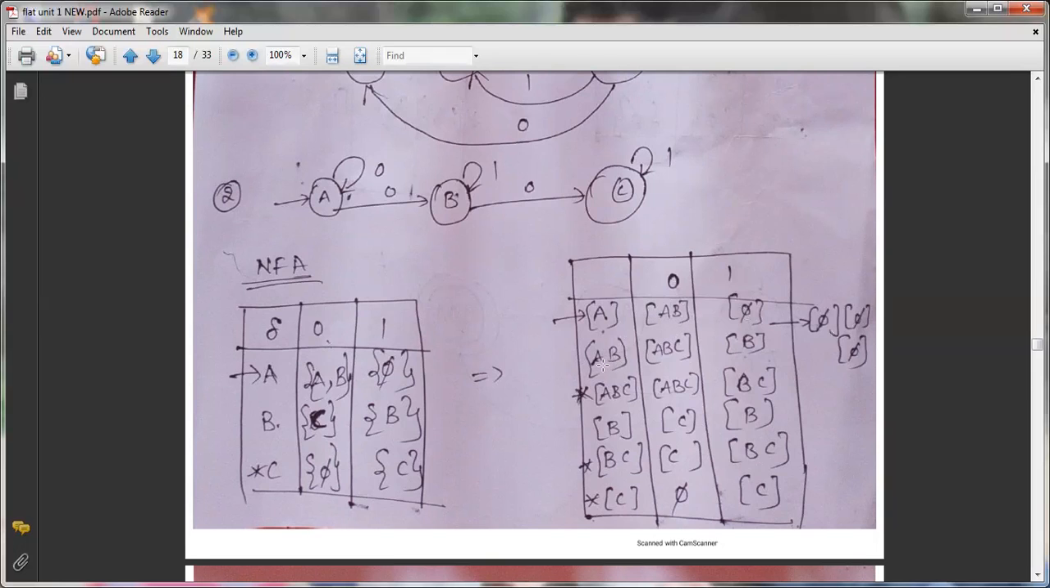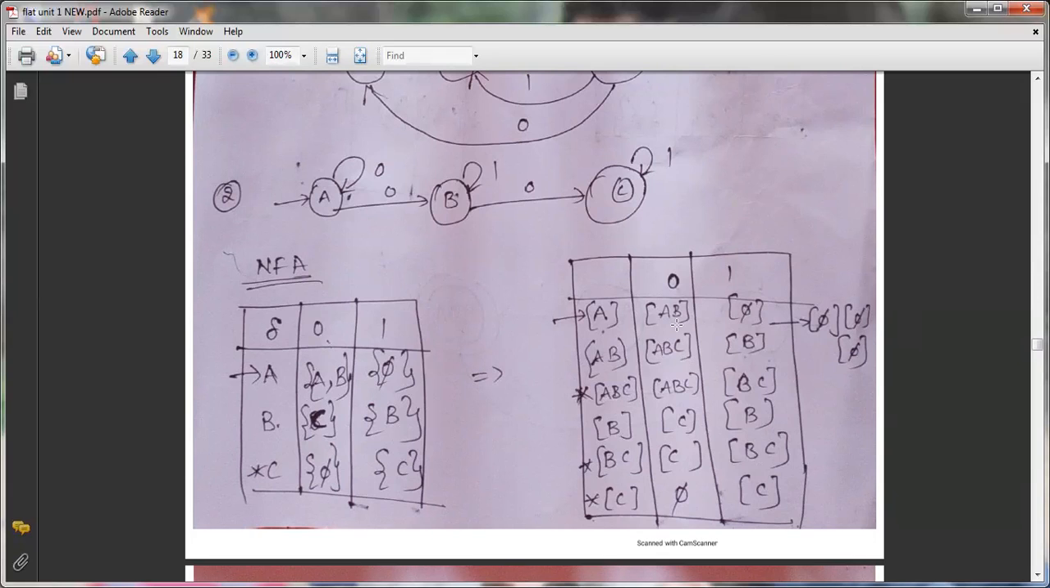So what do I have to do? A on 0 is going to where? AB, and B on 0 is going to where? C. So I will write it as ABC. And A on 1 is going to where? Null state. But B on 1 is going to B. So I will write it as B. So again I am having the new state ABC.